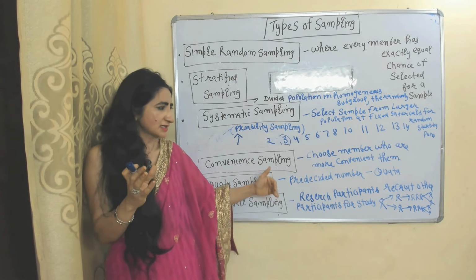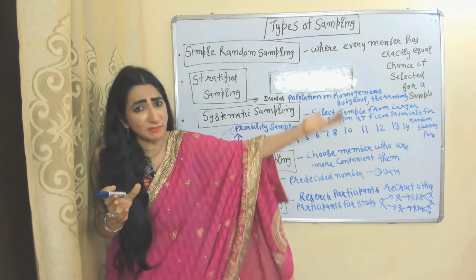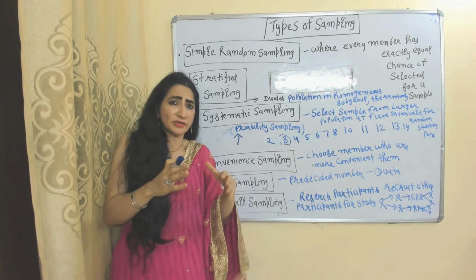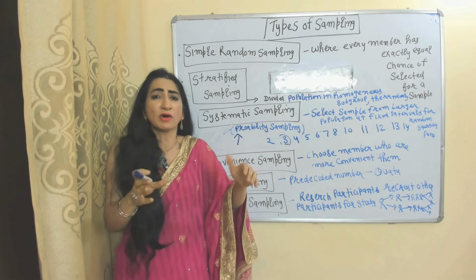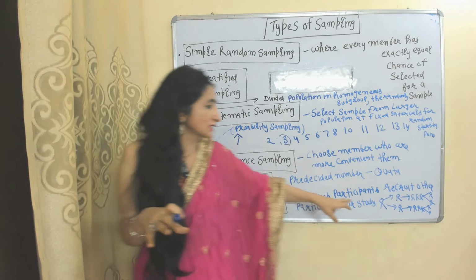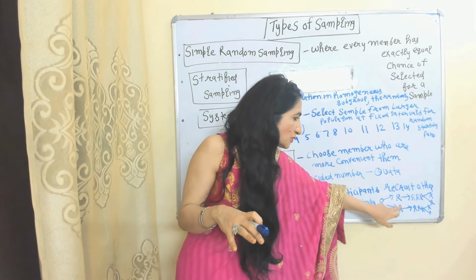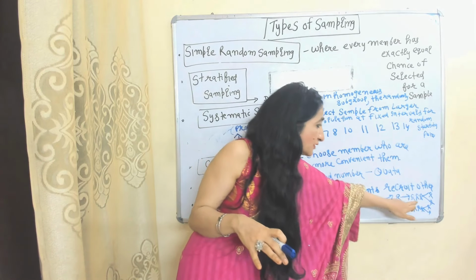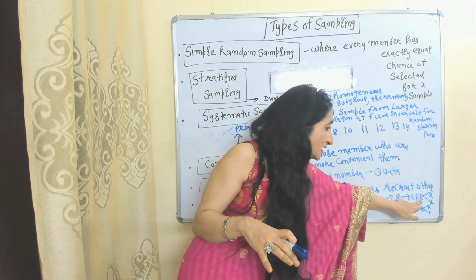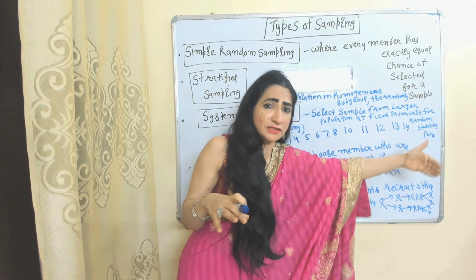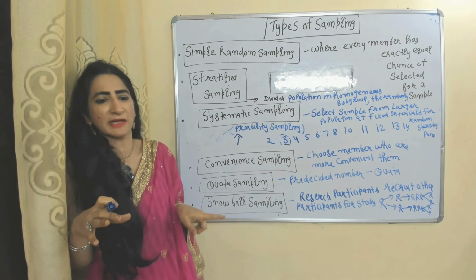Snowball sampling, here a research participant gives a reference of some other participant. For example, you are collecting data from one patient and ask them to give a reference of another patient who is suffering from the same condition. For example, he will give a reference of this one. He will further give a reference of these 3 people. He will also give a reference of these 3 people, and these 3 people will further give references of other people. It will be called snowball sampling.